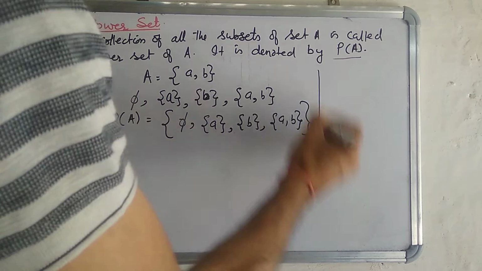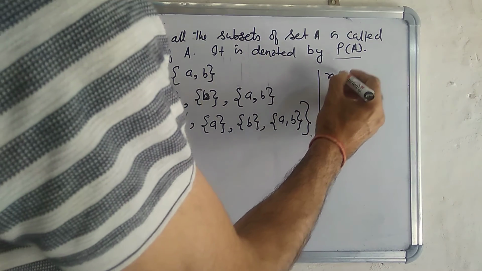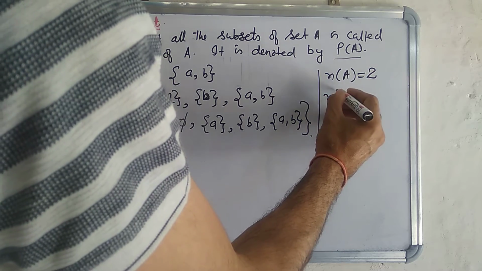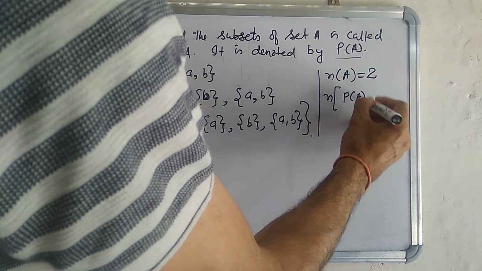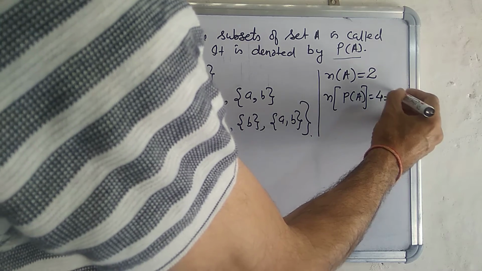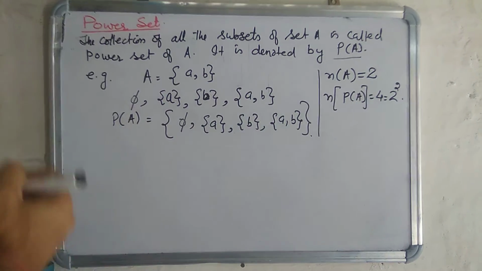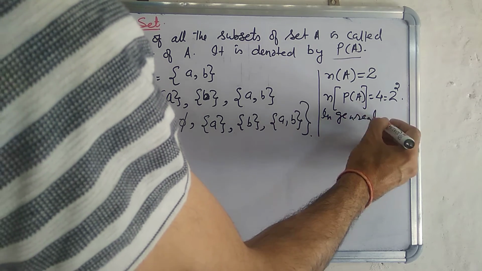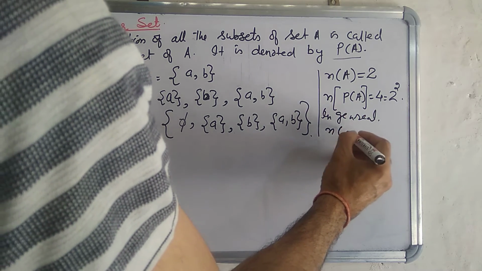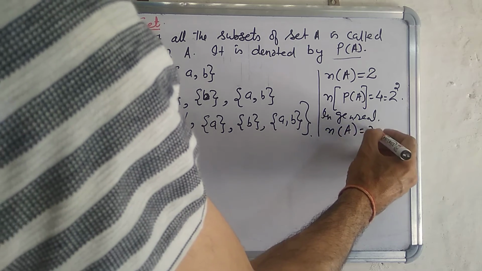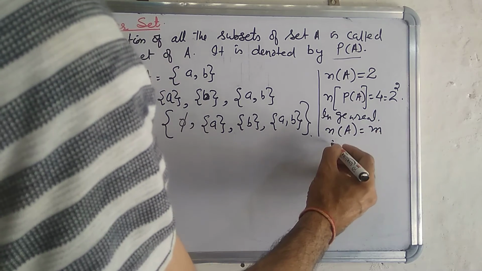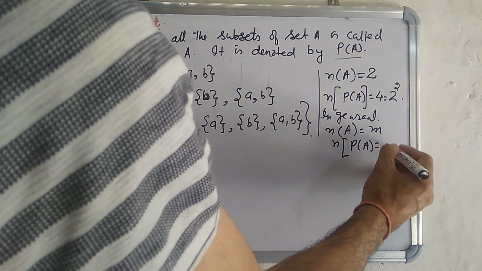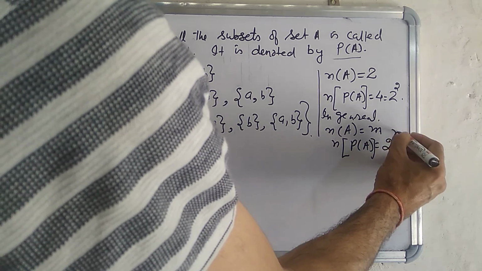Another thing we can also remember, the number of elements in set A, we write like this, n(A), is 2. Therefore, the number of elements in power set A is equal to 4, which we can write as 2 raised to power 2. So in general, suppose the number of elements in the set is n, then the number of elements in power set A will be 2 raised to power n.